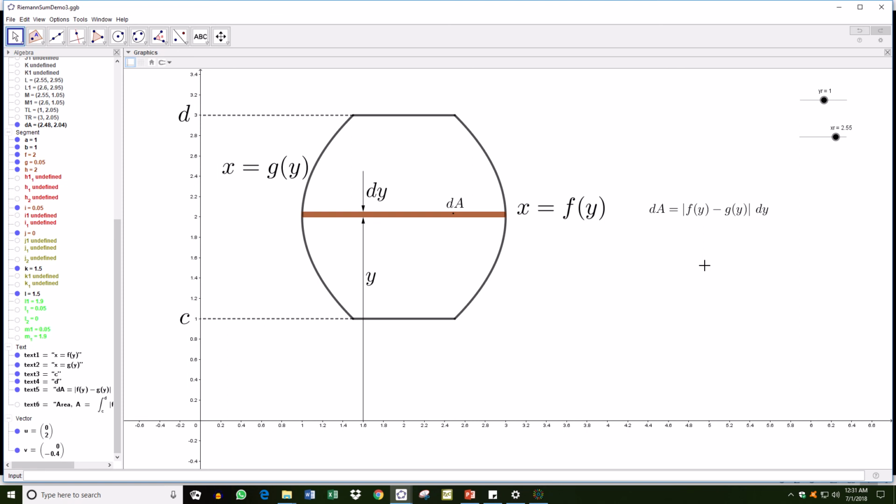And in order to find the total area, we will integrate from y equals c to y equals d. That's a small difference. We are integrating along y, so we are integrating from bottom to top, and so the bottommost point has a y value of c, right? And the topmost point has a y value of d. So in the integral, we see y equals c to y equals d. As simple as that.